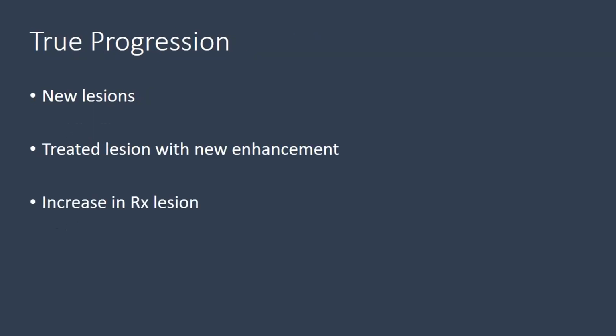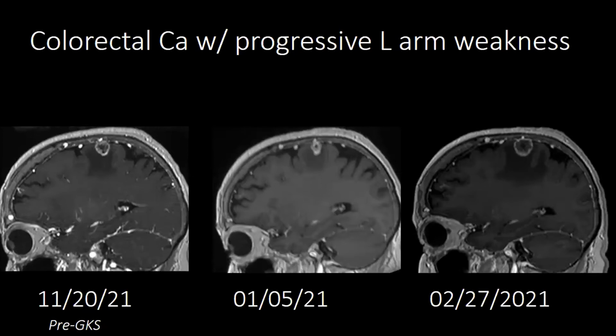You can either have new lesions, which I said was very easy, not very, but relatively, if they're not too small. Then you can have a treated lesion, which shows some new enhancement, and then you have a treated lesion, which is sort of decreasing in size, but now has erupted again. This is an example of a colorectal cancer who presented with progressive left arm weakness. The first panel, you can see there is a ring-enhancing lesion and there is edema.